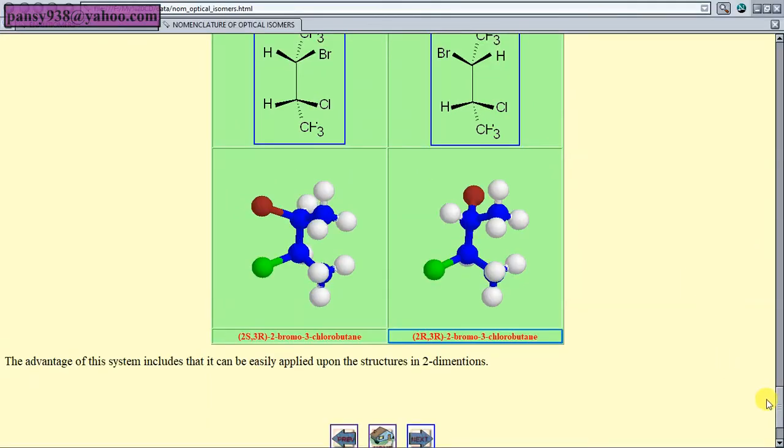Hope you now have an understanding of this nomenclature system of the optical isomers. We will see the next topic in our next lecture.